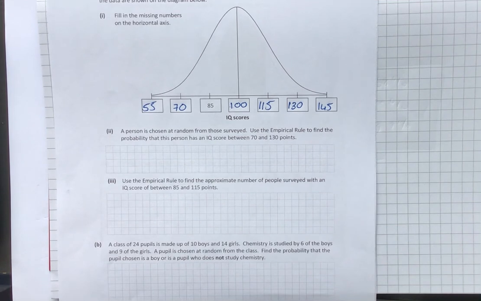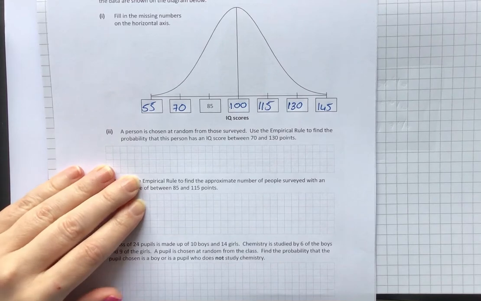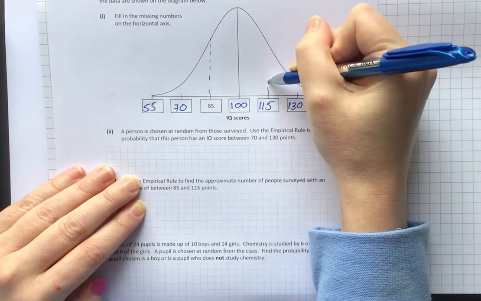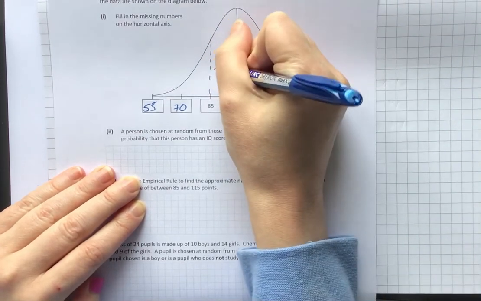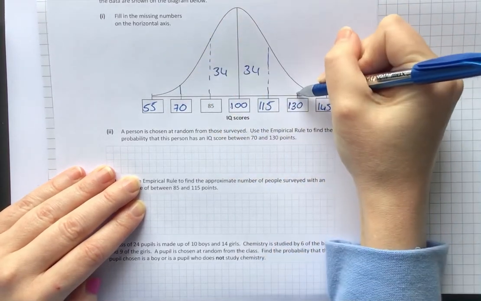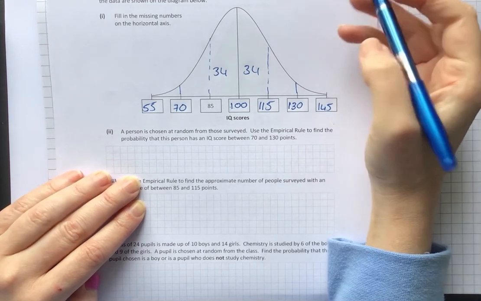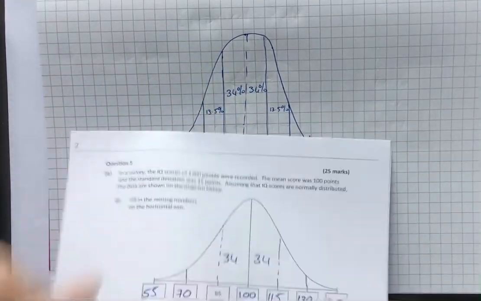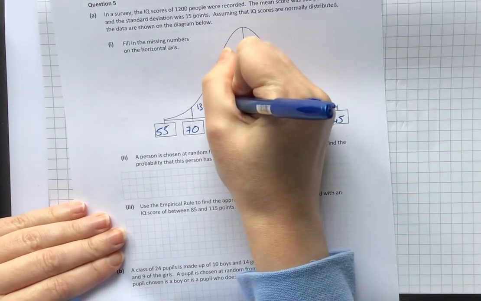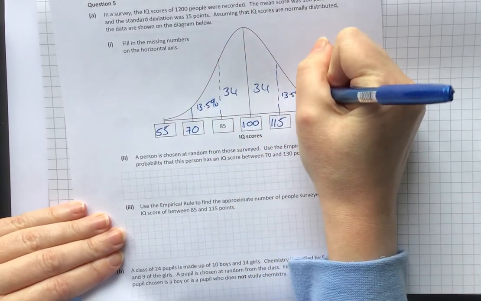A person is chosen at random from those surveyed. Use the empirical rule to find the probability that this person has an IQ score between 70 and 130 points. Okay, so I'm just going to divide up my diagram here again. We know that that's 68%, so I'm going to call that 34 and 34. Okay, we know that between here and here is 95. So 95 take away 68, and if I go back to this here again, I can see that leaves me with 27% there. So that's 13.5%, and that there is 13.5%.